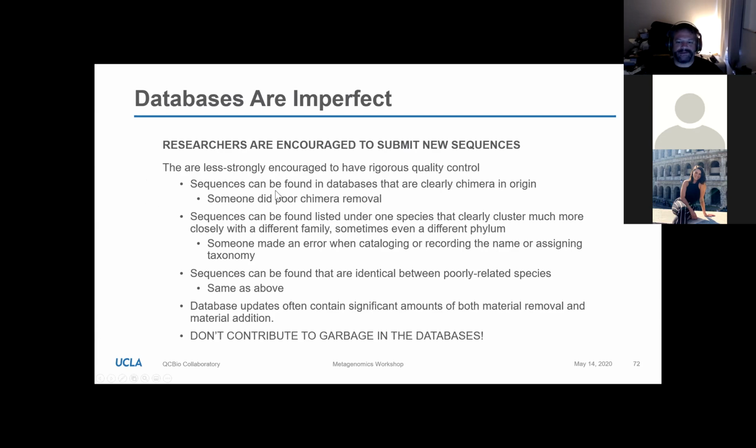So stuff that I've seen in databases includes stuff that is obviously a chimera. Basically, somebody didn't do a good chimera removal process. I found cases where I have the same exact sequence listed for more than one species. And in fact, if I trace it back, I can pretty much figure out that somebody just made a boo-boo when they were uploading the sequence, and they gave it the wrong name.